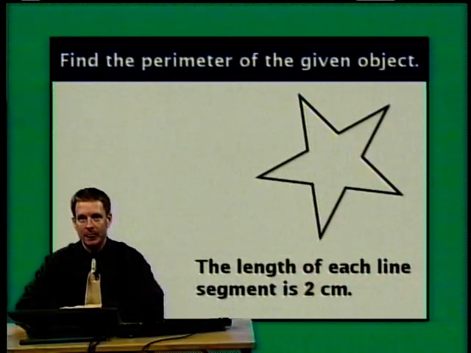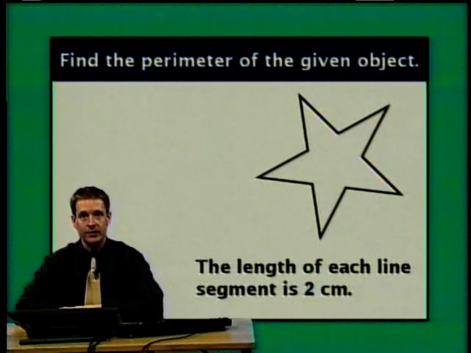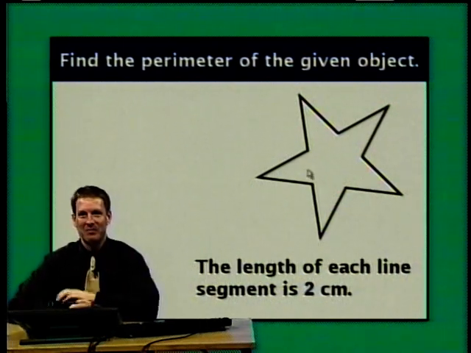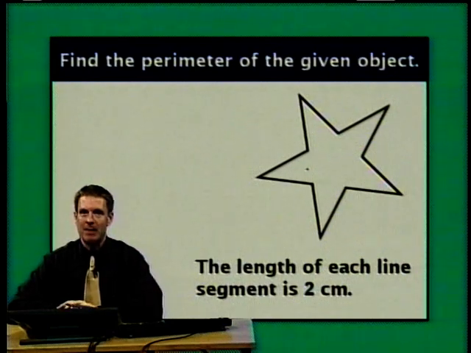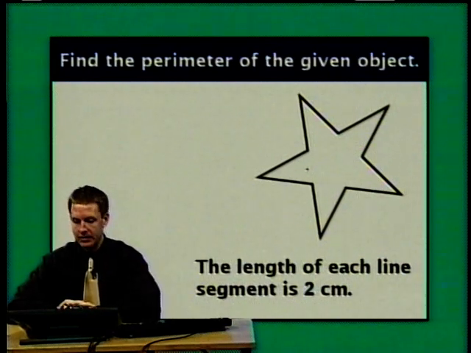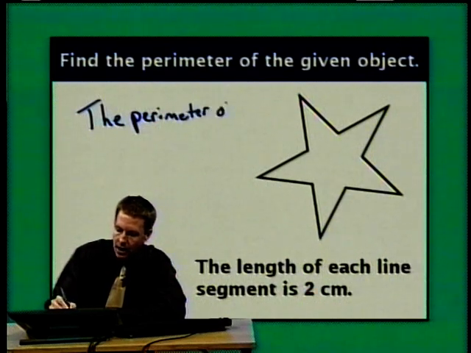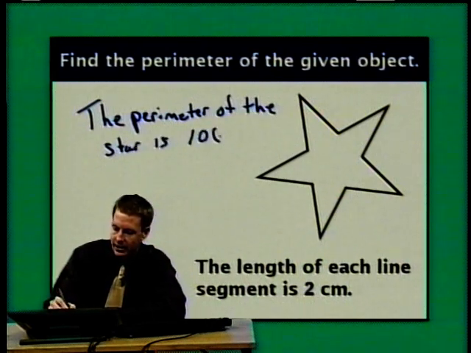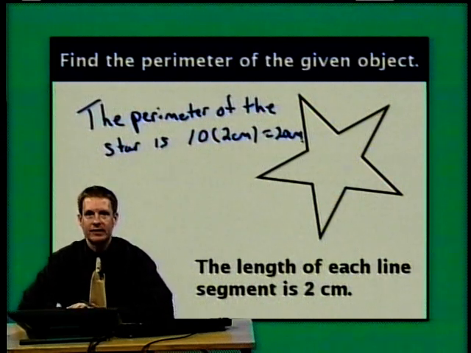Let's do a couple of examples. Let's find the perimeter of this star, given that the length of each line segment in the star is 2 centimeters. Well, it seems to me a good place to start is to figure out how many line segments we have. So altogether, it's looking to me like we have 1, 2, 3, 4, 5 points to our star, and each point on the star has 2 line segments. So in total, there's 10 line segments that make up the distance around the star. So the perimeter of the star is, we have 10 line segments, each of which is 2 centimeters long. So in total, we have 20 centimeters of distance around our star.